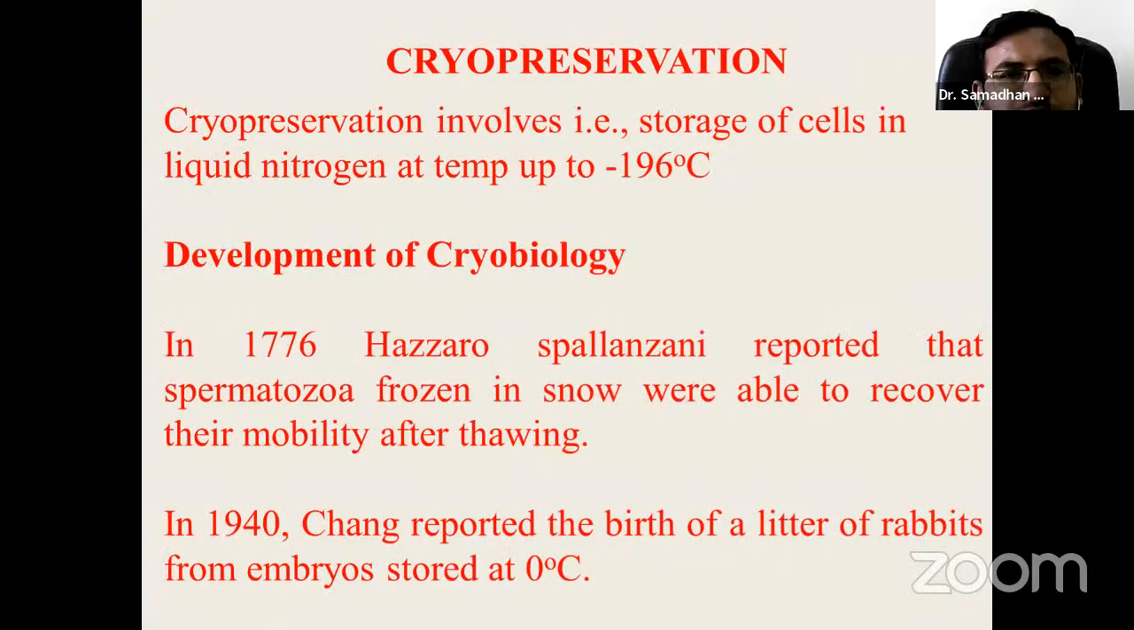Then cryopreservation. Cryopreservation involves storage of cells in liquid nitrogen at temperatures up to minus 190 degrees Celsius. Then the development of cryobiology. So how was this cryopreservation established? First, in 1776, Spallanzani reported spermatozoa frozen in snow were able to recover their motility after thawing. Then in 1940, Chang reported the birth of a litter of rabbits from embryos stored at 0 degrees Celsius.